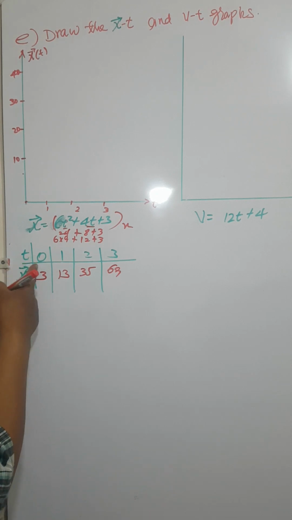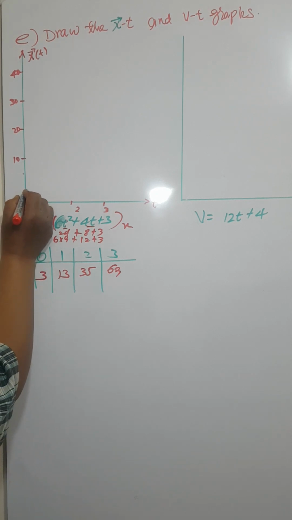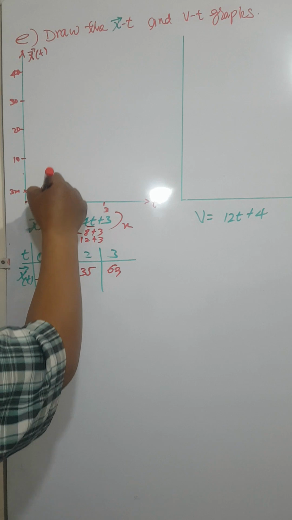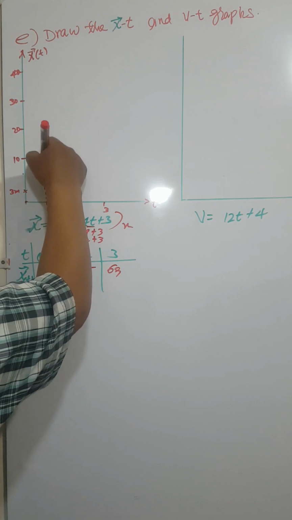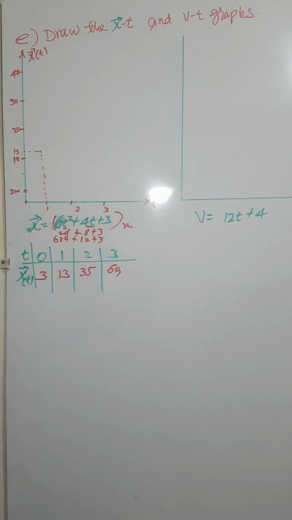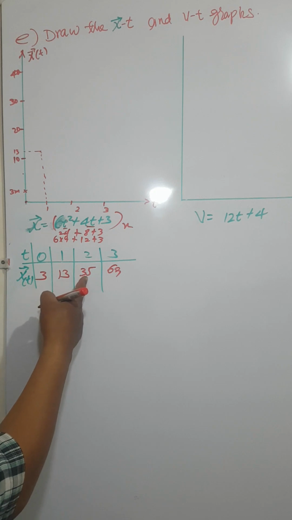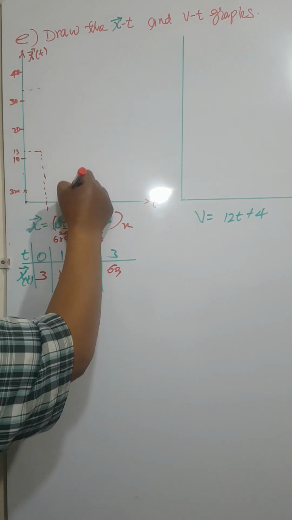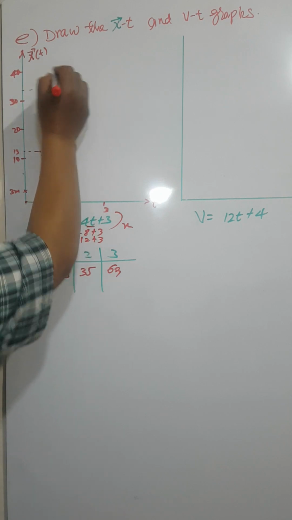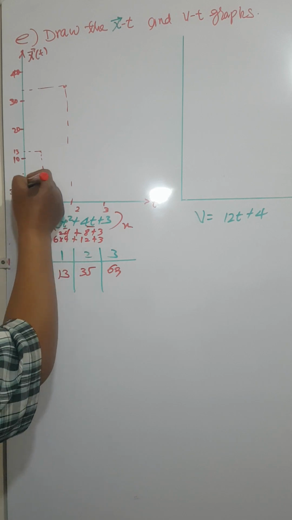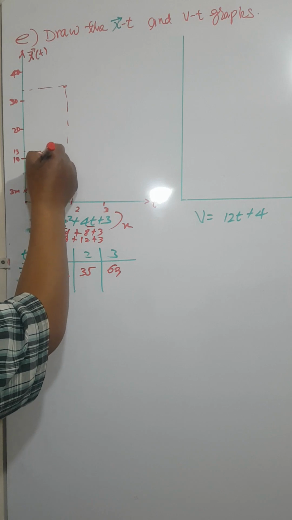When the time was 0, the displacement was at 3 meters. When the time is 1 second, the displacement is about 13 meters. When the time is 2 seconds, the displacement is 35, and at 3 it is 69. So this is an upward parabola, a half parabola with this nature.